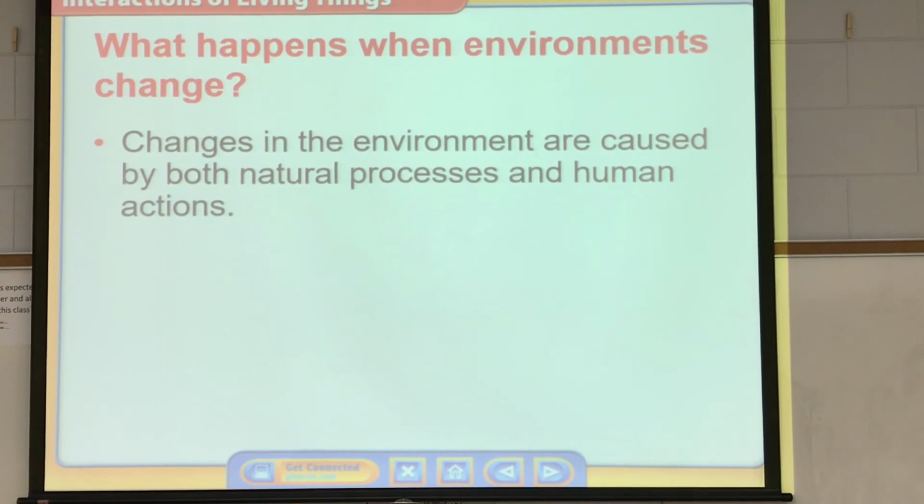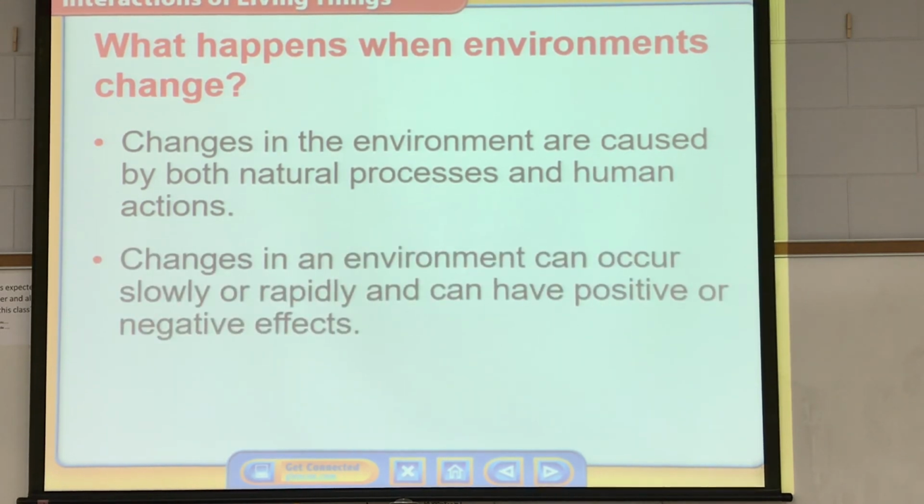Now, change can happen in an environment. It can happen really quickly, or it can happen very slowly. It can be caused by natural processes, or it can be caused by human actions. Changes in the environment can have both positive and negative effects. Something can happen really quickly, like a flood. It could change an ecosystem because it washes away the topsoil. Then a farmer can't grow his crops.